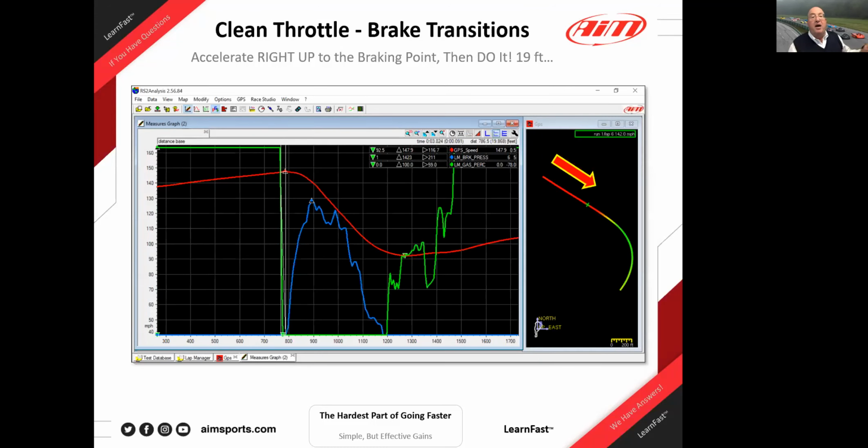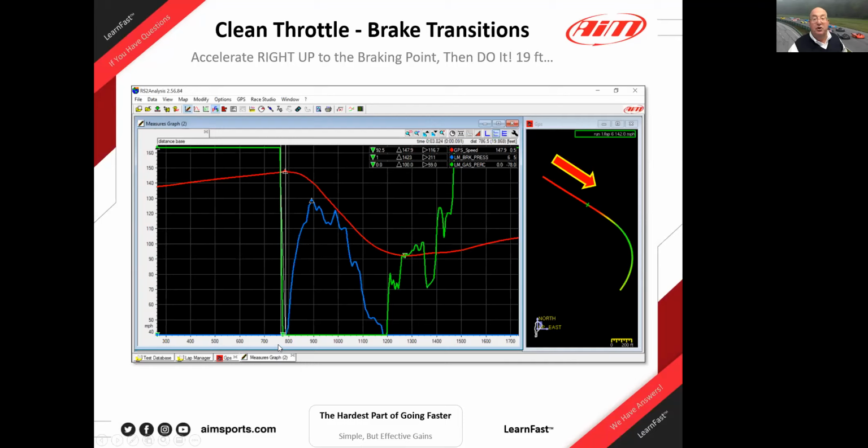All right, so we're done basically with talking about getting out of the corner. What we're doing now is talking about going into the corner. So the next easiest thing than driving out is cleaning up going in. Now, I'm going to tell you that it is very important to break down braking into several different individual skill executions and control inputs. But number one, we have to accelerate right up to the point where we decide to brake.